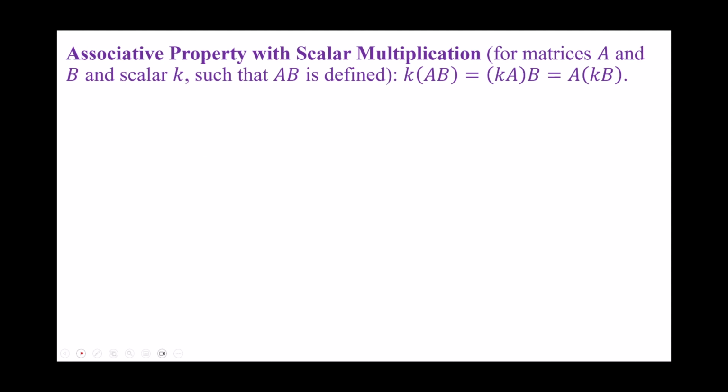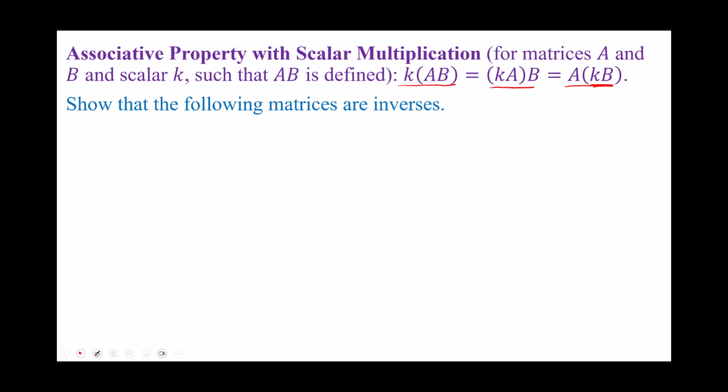Another property that can be helpful is the associative property for scalar multiplication. For matrices A and B and scalar K, such that A times B is defined, K times AB, so if we multiply A times B and then multiply by K, is the same thing as multiplying that scalar K times A, and then whatever that matrix is, times B. Or we could do K times B, and then A times whatever we got for K times B. As long as the A stays on the left and the B stays on the right, we can put the K wherever we want.